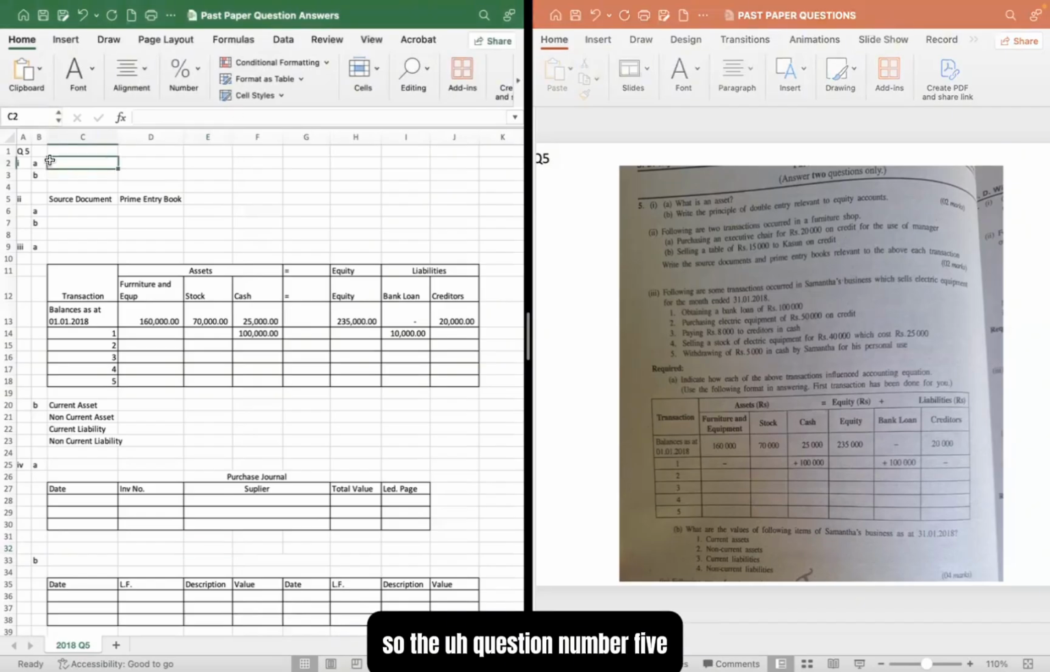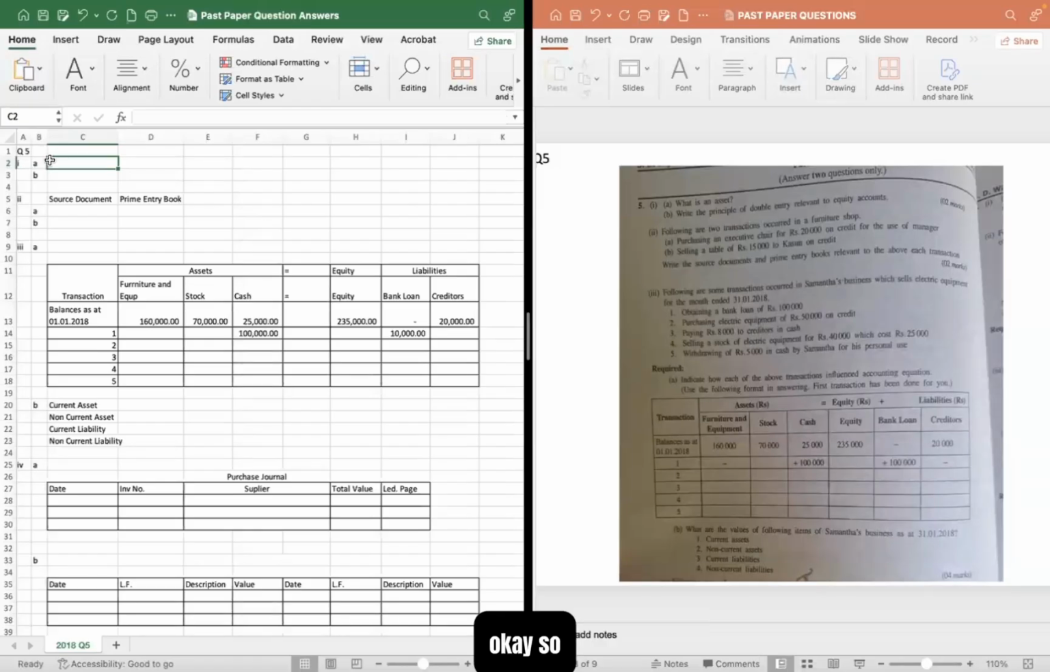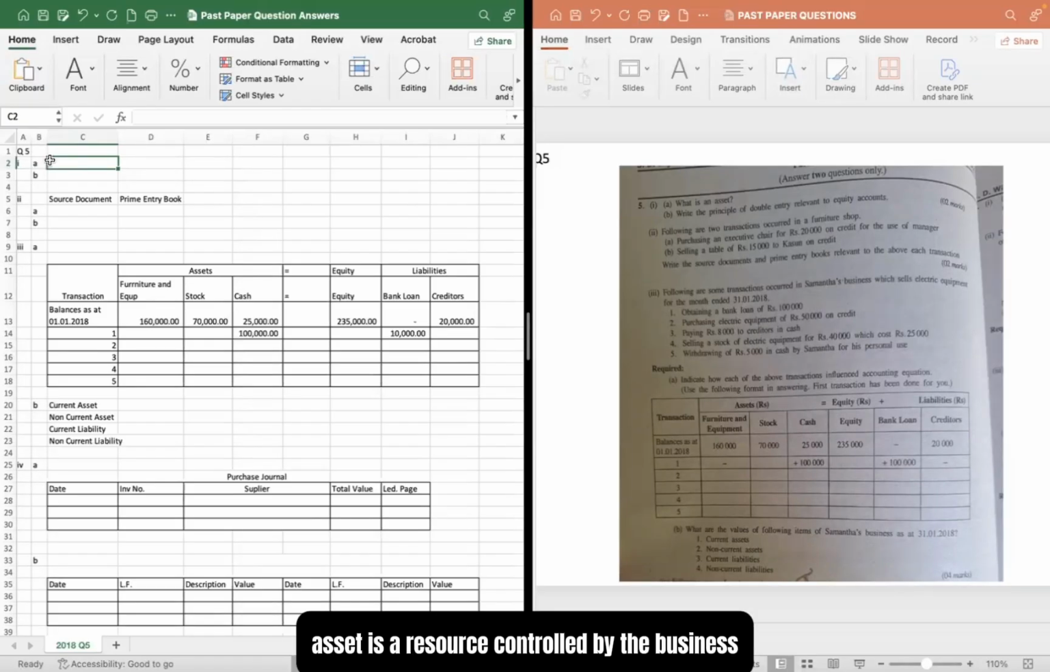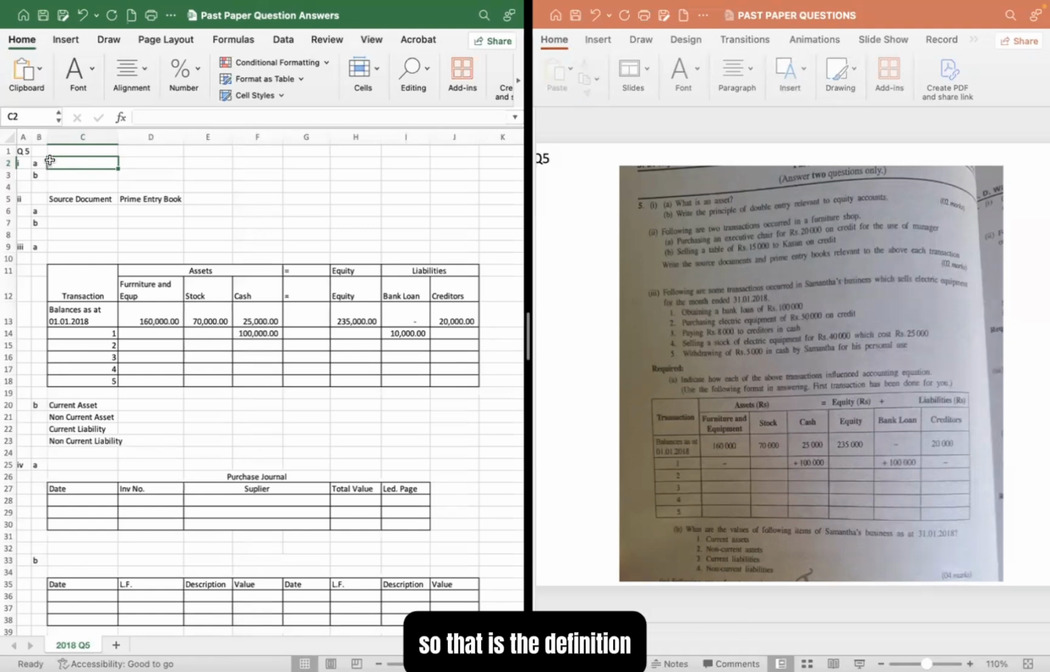So the question number 5, the first point, A: what is an asset? An asset is a resource controlled by the business as a result of past transaction and from which future economic benefits are expected to flow into the business. So that is the definition. So let me write it.